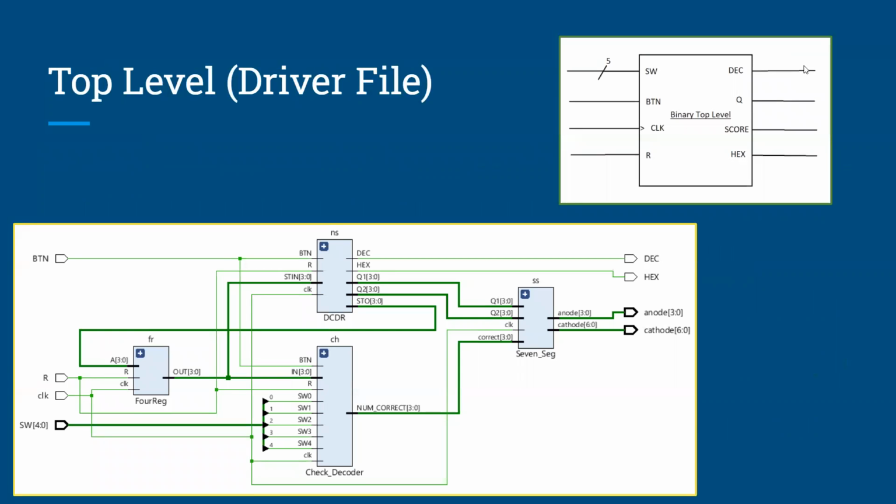So our top level, otherwise known as our driver file, is the entire makeup of our whole project, consisting of 4 submodules: a 4-bit register, a number select decoder, a check decoder, as well as a 7-segment translator. Our inputs are the verify button, the reset switch, as well as the 5 switch bits used for the user input. And the outputs are the decimal LED indicator, the Q value, which displays the question values in the anode and cathodes for those on the 7-segment display, the score value and its anode and cathode correlation values, as well as the hexadecimal LED indicator.